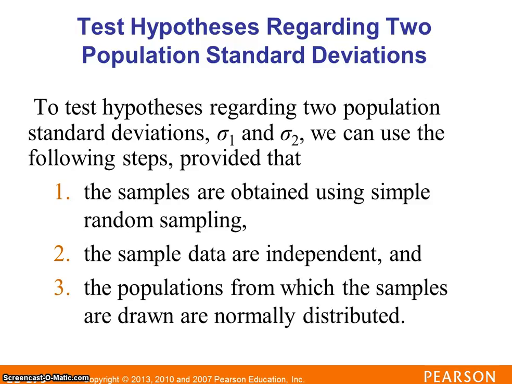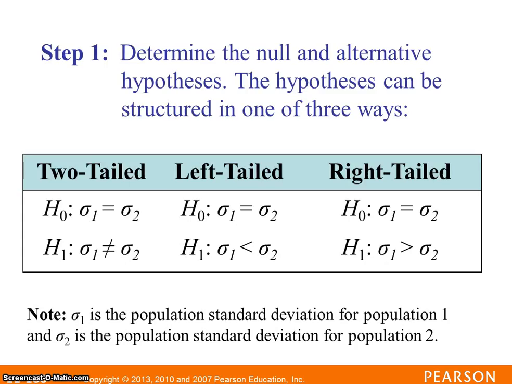To test hypotheses regarding two population standard deviations, again, there are certain conditions that have to be met, and again, this procedure is outlined in the purple box on page 570. In most cases, I think you can assume that these conditions hold, but it is something you should really verify when doing this in reality. The samples are obtained using simple random sampling. The sample data are independent, and the populations from which the samples are drawn are normally distributed.